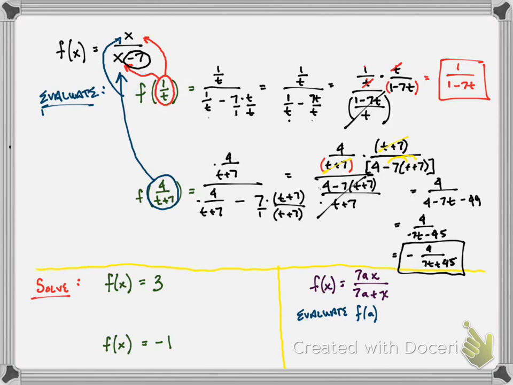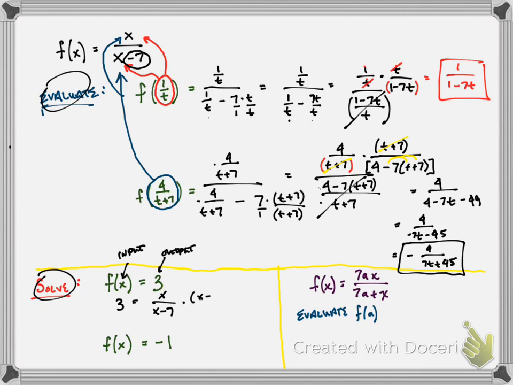Now, we've worked with the verb evaluate. The verb solve, recall, means that we're given an output, and we're asked to find or solve for the input. So we know that the output, or f of x, often we call this y, is equal to 3. We want to solve for the x values which make that true. So we'll say 3 is equal to x over x minus 7.